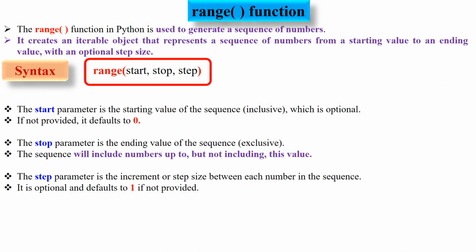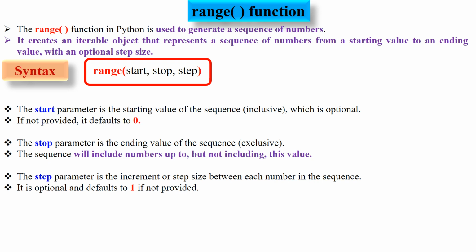The range function in Python is used to generate a sequence of numbers. It creates an iterable object that represents a sequence of numbers from a starting value to an ending value, with an optional step size. Syntax is range(start, stop, step).